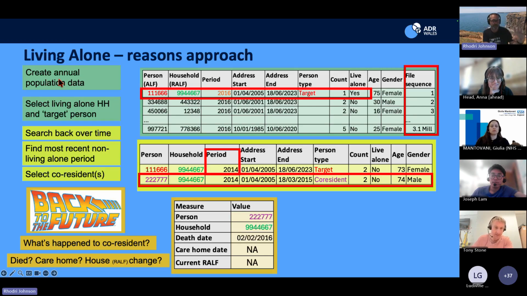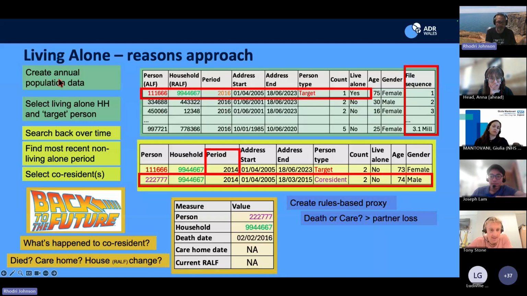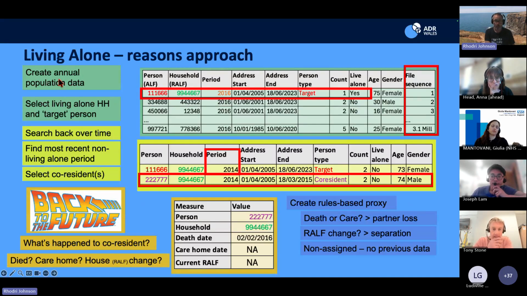Once we've got that data into this kind of format, we can then apply some rules. Was there a death or movement to a care home? It's a partner loss, bereavement. Is there a household change? It's a separation of some sort, or it could be non-assigned. There's missing data, or you just can't create that reason. And also then calculate the living alone reason.